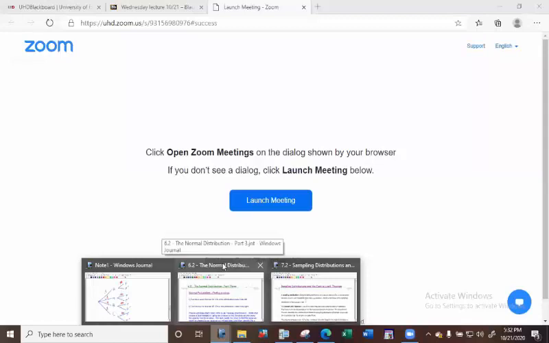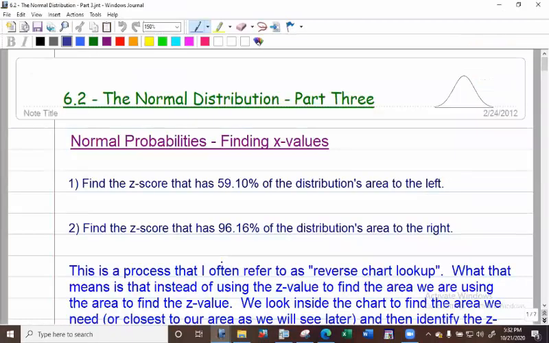So let's see. Are we looking at the normal distribution part 3? Hopefully. Yes. Wonderful. Thank you very much. So yeah, we're going to do that in MyMathLab.